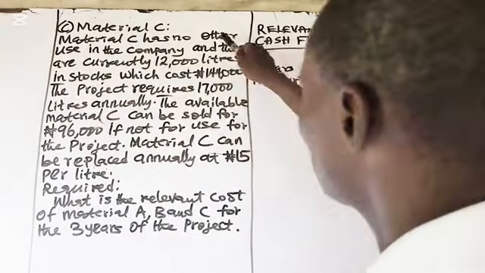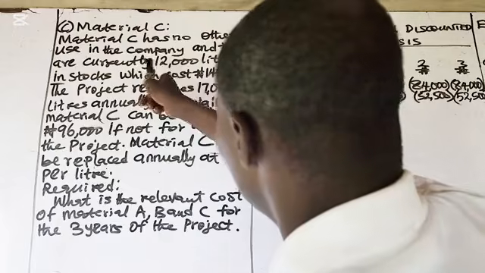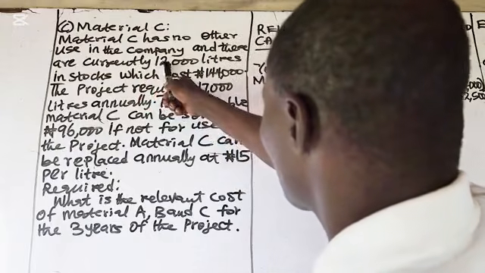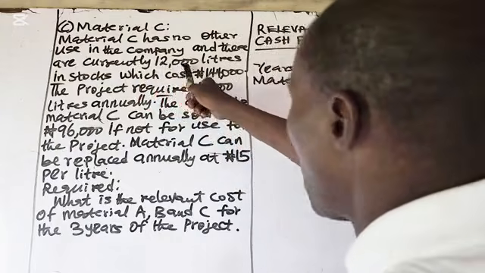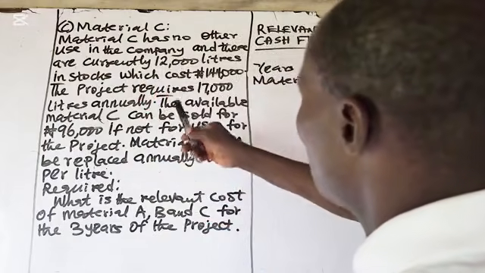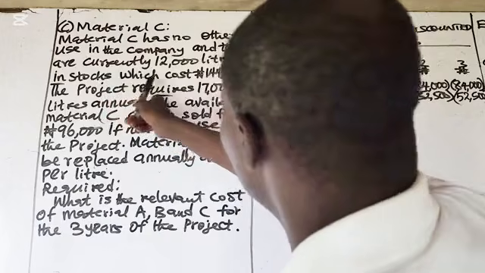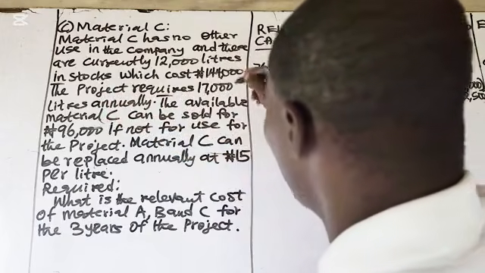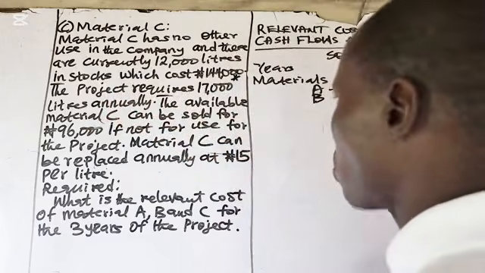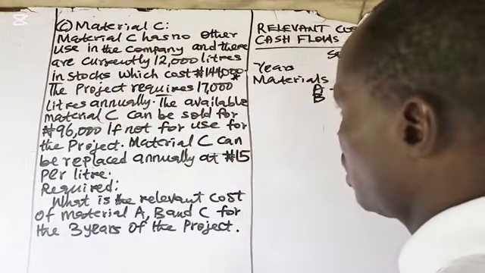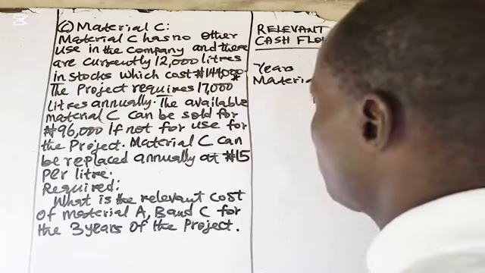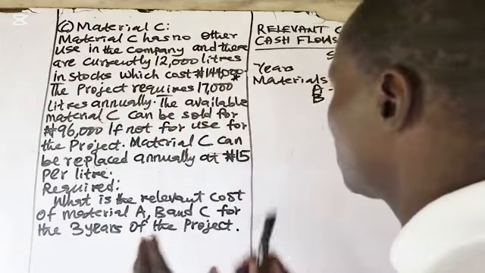Now, since the material has no alternative use, 12,000 are in stock. So 12,000 are existing materials, and you were told in stock which costs 144,000. This 144,000 is a sunk cost, a past cost, and I've told you that past costs are not relevant. The project requires 17,000.